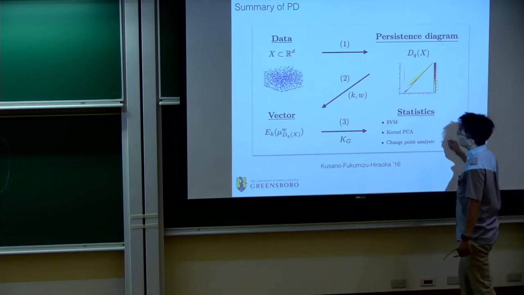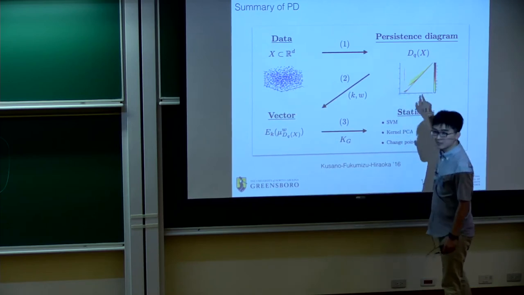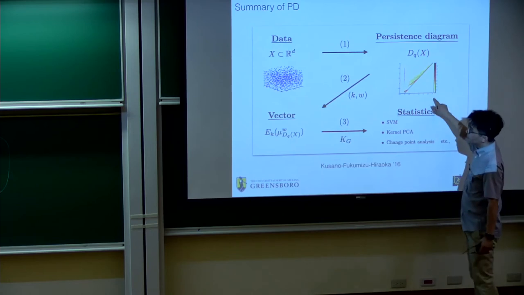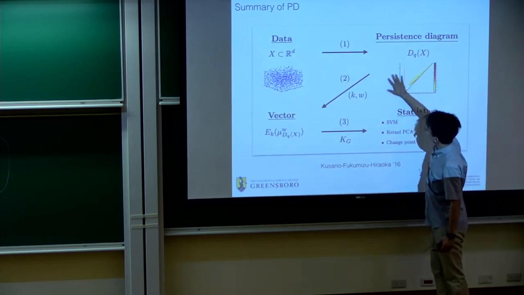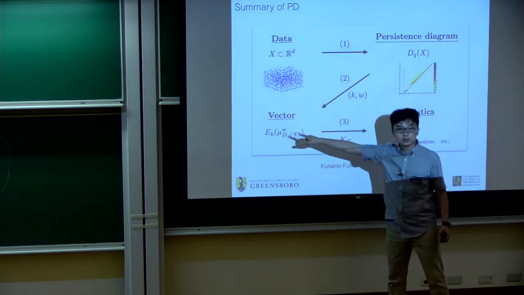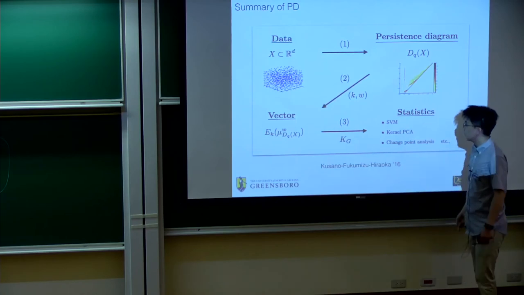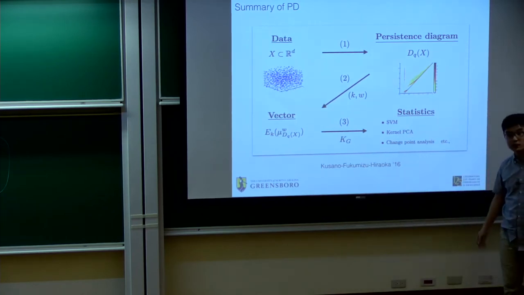So one very common way is to somehow summarize the persistent diagram. Persistent diagram is a very weird space. It is just a matrix space. It's not a Banach space. It's not finite dimensional. It's infinite dimensional. It's a very weird, odd space. That's why people try to summarize this very odd space to a vector, to the Euclidean space, so you can do things like support vector machine, principal component analysis, or neural network, and so on and so forth.